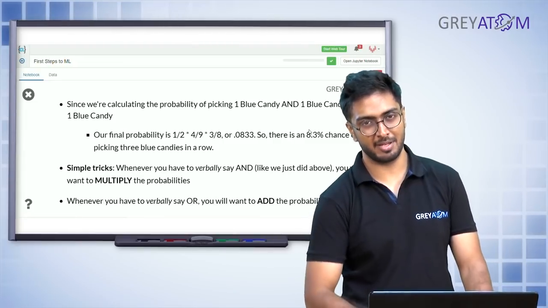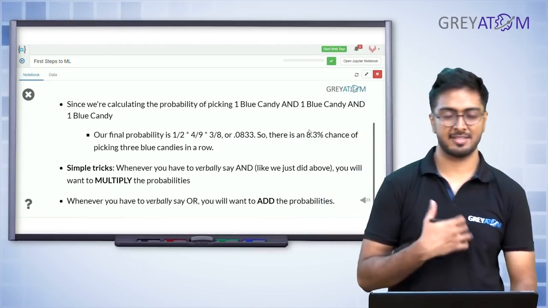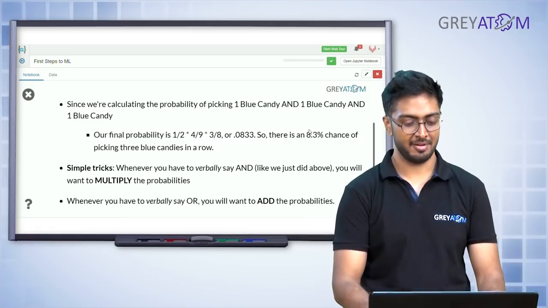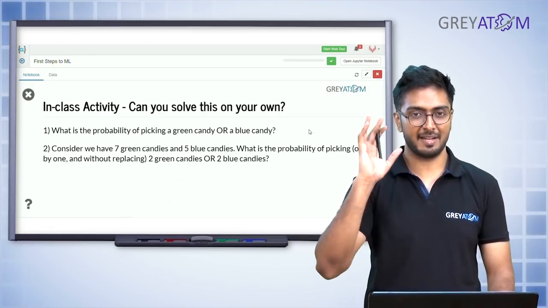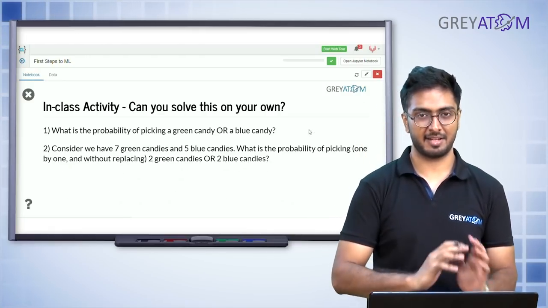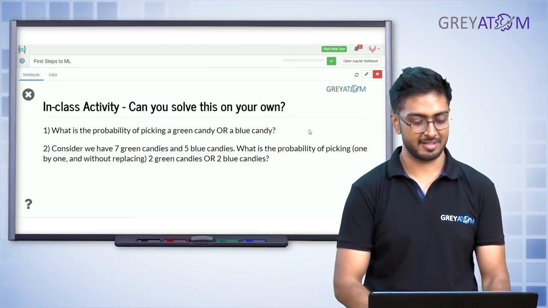So this is a simple heuristic that whenever it talks about AND, just multiply them. Whenever it talks about OR, just add them. But keep that in mind, right? This doesn't apply absolutely universally.